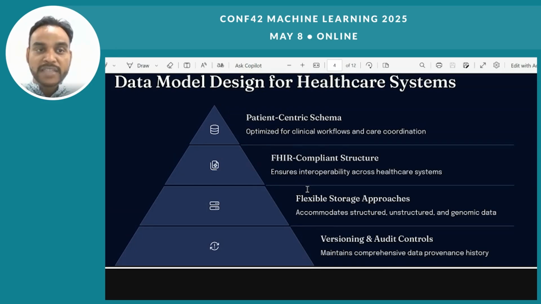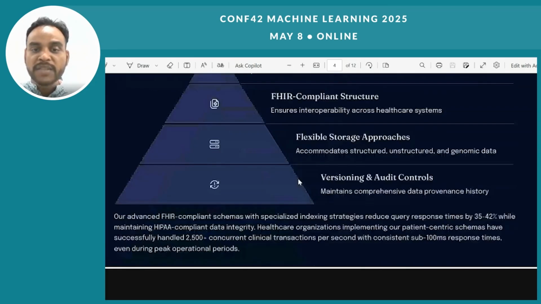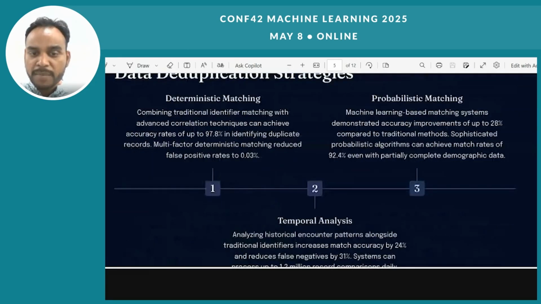Data deduplication strategy: we talk about the deterministic matching approach and the probabilistic matching approach. Deterministic matching is like combining exact identifier matching, and probabilistic is basically a machine learning based approach.